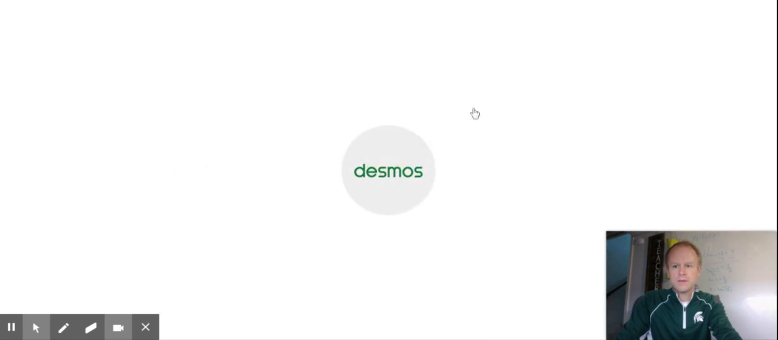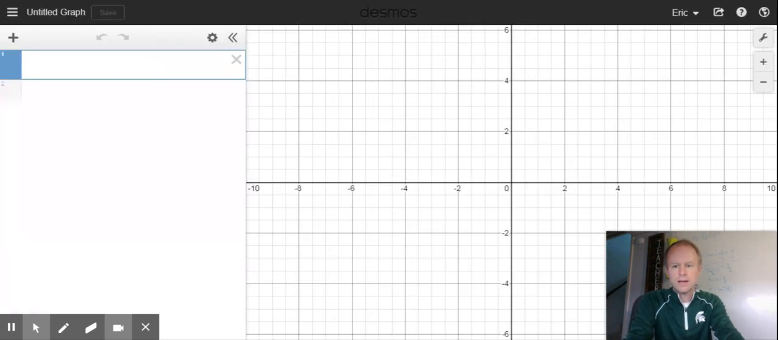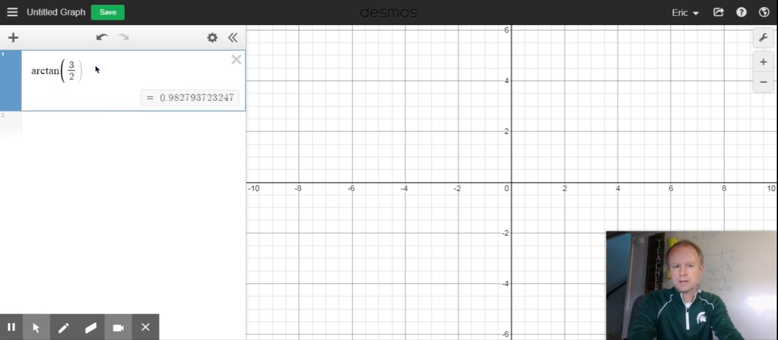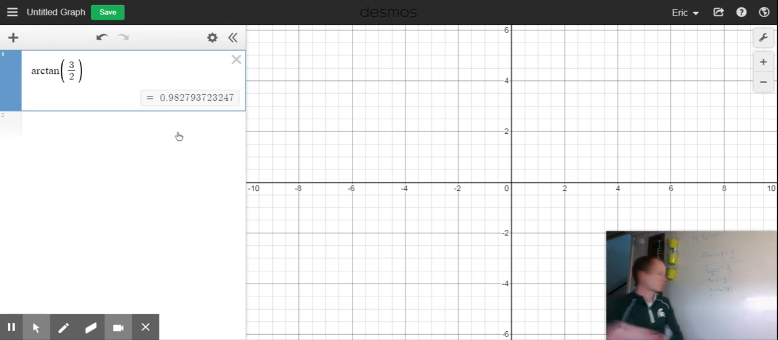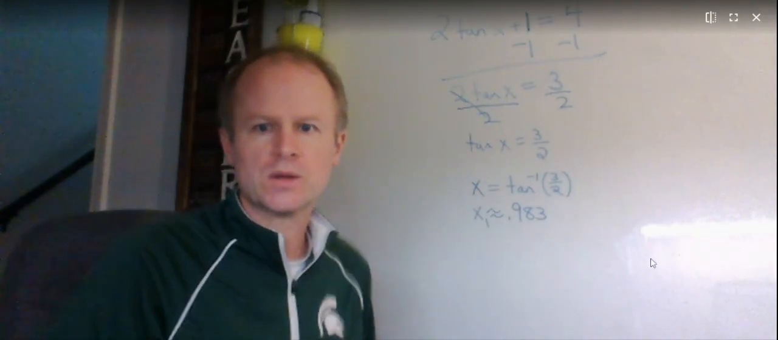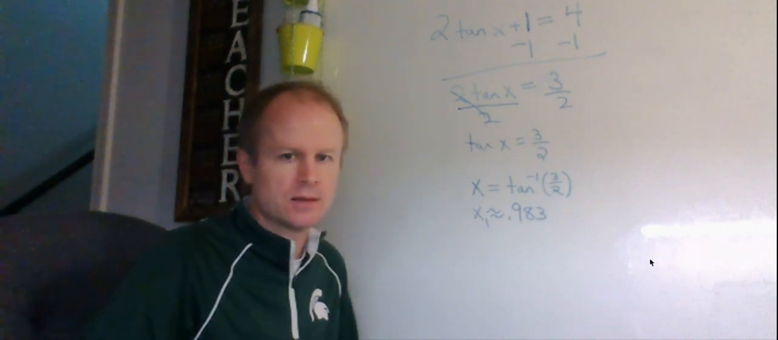All right, now I don't type tan inverse in here. I'm going to type arctan, because remember arctan is the same thing. And I'm going to type 3 over 2, and it gives me this crazy decimal. So we want to think about what tangent represents. We get the decimal 0.983 approximately. So about 0.983 is my first answer. I'm going to call this x1, and I'm going to explain why this is x1 right now. 0.983 is an angle measure.